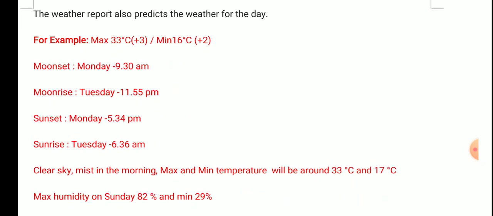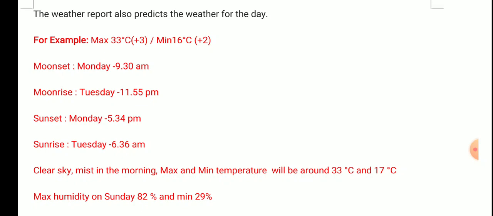Okay. The weather report also predicts the weather for the day. You must have seen in the mobile also that it tells the weather of the coming 2 to 3 days in advance. So, what is it? It is a prediction. For example, the maximum temperature is written 33 degrees Celsius plus 3 and minimum is 16 degrees Celsius plus 2. The time of moonset is given, time of moonrise is given, sunset is given, and sunrise.